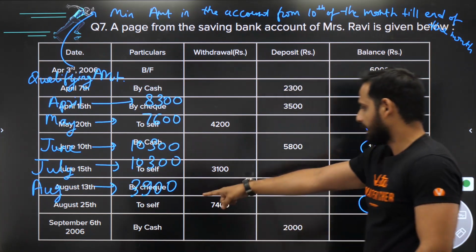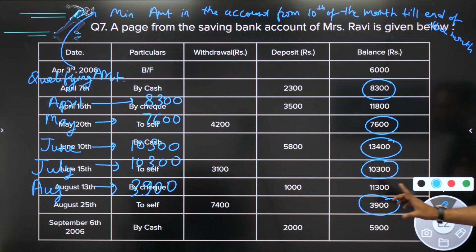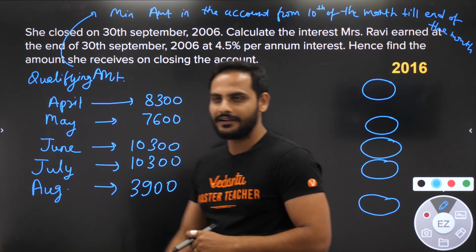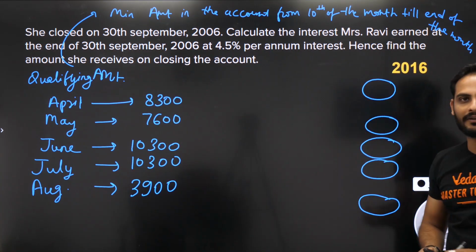As simple as that. Then September 6th, beta, you are getting the amount as what? 5,900. That is September 6th. But there is a clue. What is that? They have taken that she has closed the account on 30th of September.